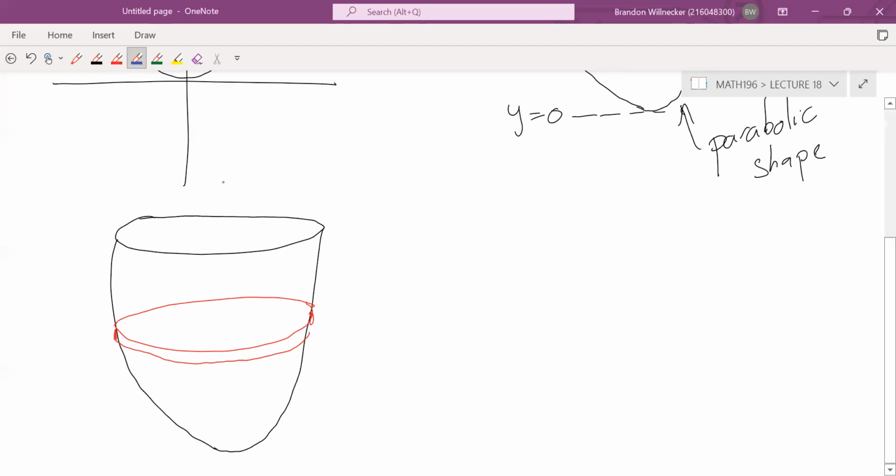So let's fill in the X and Y axes so we can see what's going on here. So here's X, here's Y. The y-axis is going through there. What we want to do is find the volume of this layer.